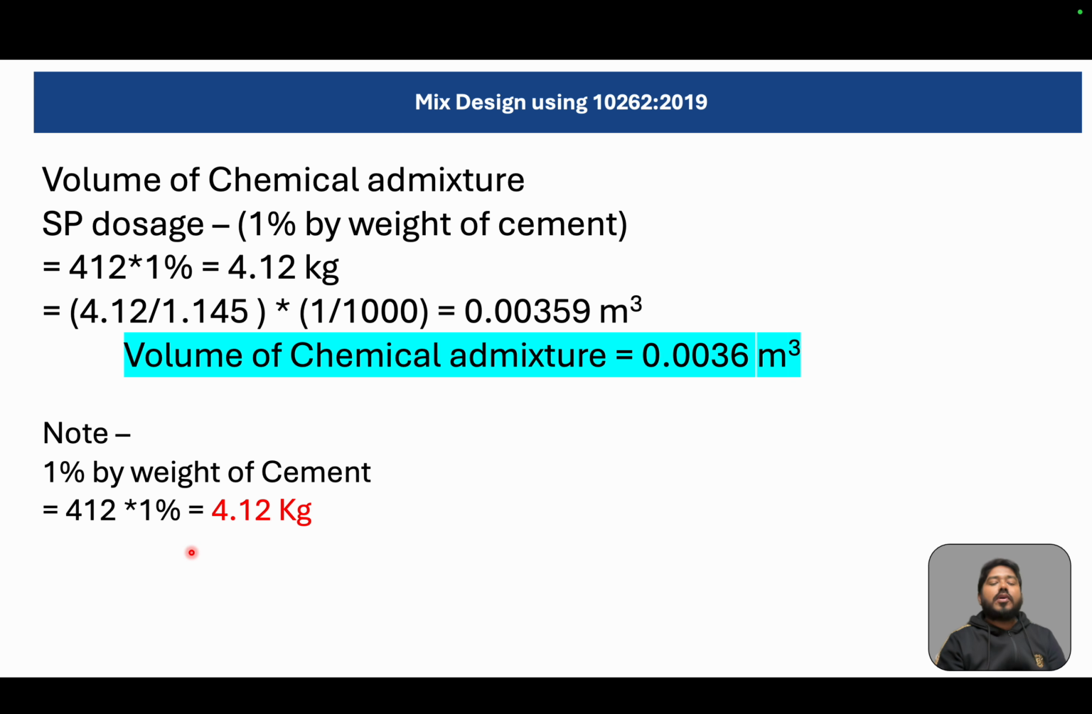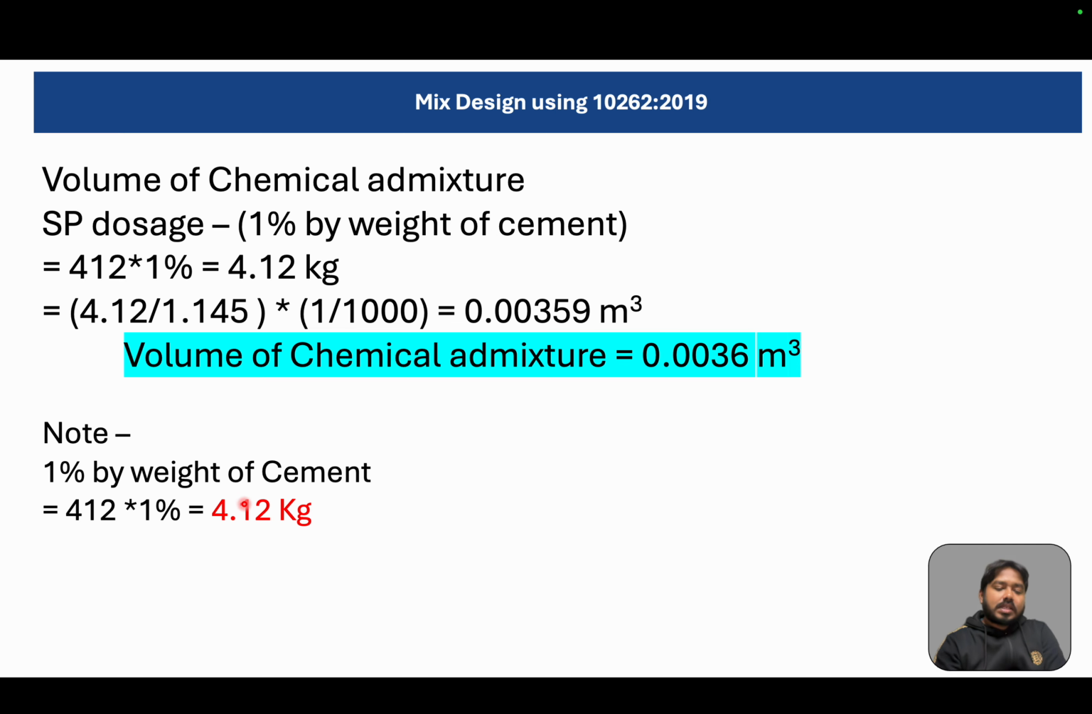Earlier you already identified the cement content. The mass of cement is 412 kg per meter cube, and as I said, your superplasticizer dosage will be 1% by weight of the cement. So 412 kg per meter cube into 1% means 4.12 kg. The mass of the superplasticizer is 4.12 kg.